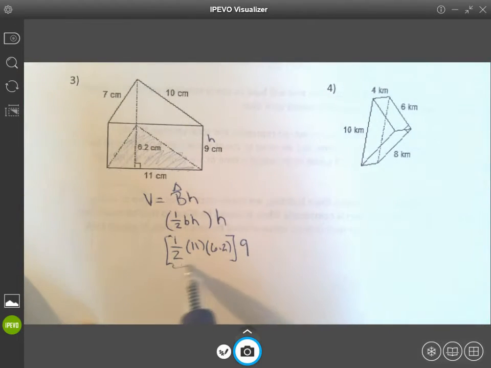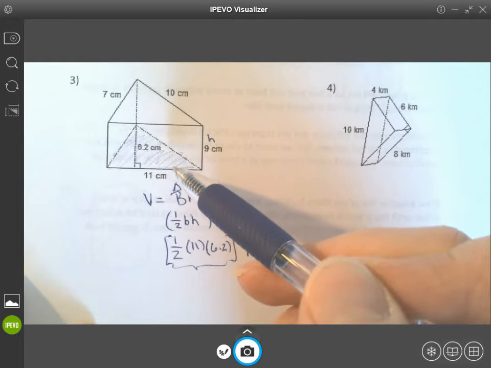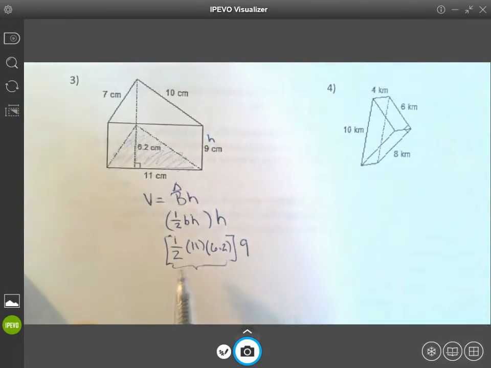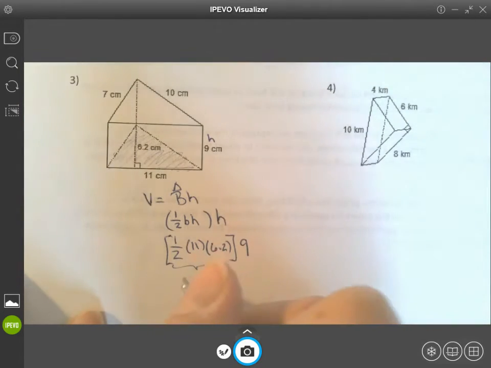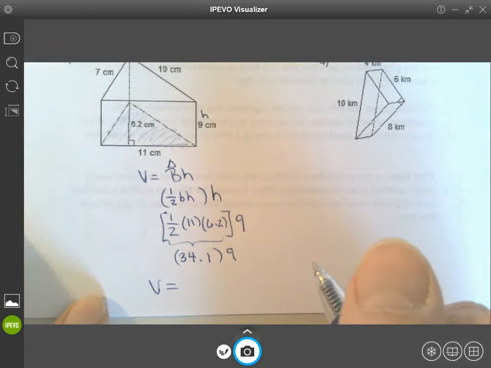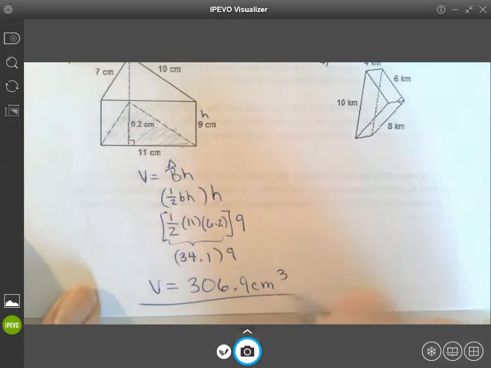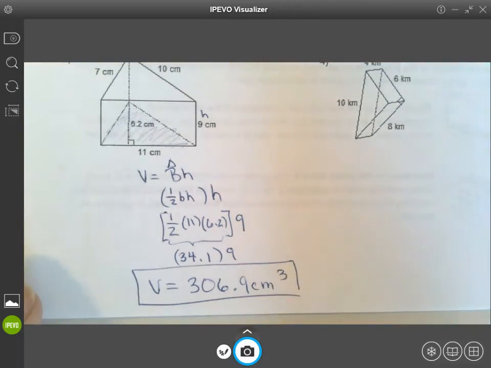Okay, what was this again? What was this, half of 11 times 6.2? Where did I get that? That was the area of the base, which was in the form of a triangle. So I'm using my triangle formula here. Just type this whole thing in the calculator. Now, if you want to separate it, the area of the triangle is 34.1, and then the height is 9. So what's my overall volume? Centimeters. 306.9 centimeters cubed.